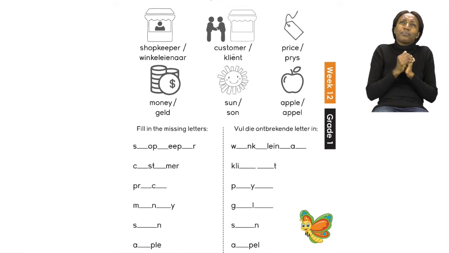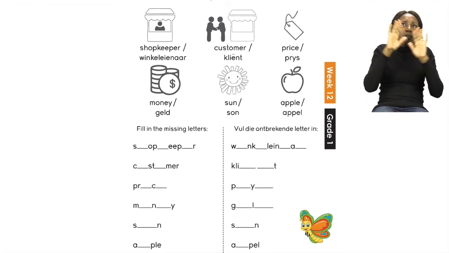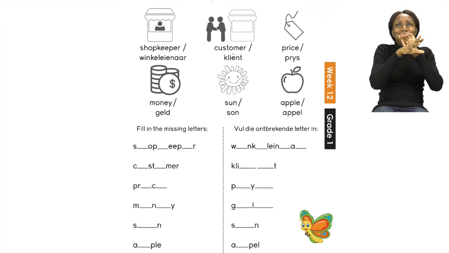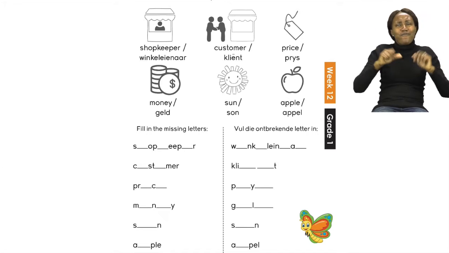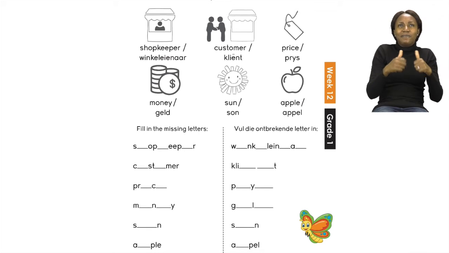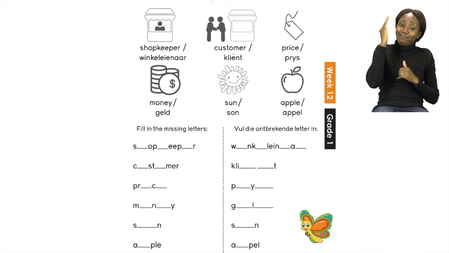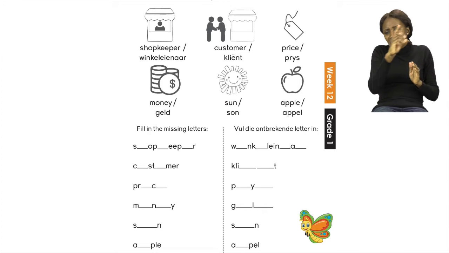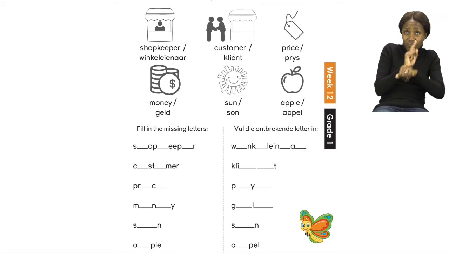The sun is something that we all know. It is high up in the sky and it is yellow. And then the last word is apple. An apple is a type of fruit. It's very healthy for us. So now that we know our vocabulary words, you're going to fill in the missing letters. And I'm going to show you how to do that with 2 of the words. So let's take a look at the board.